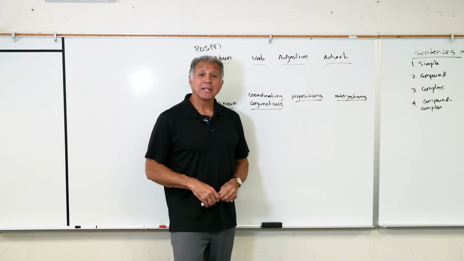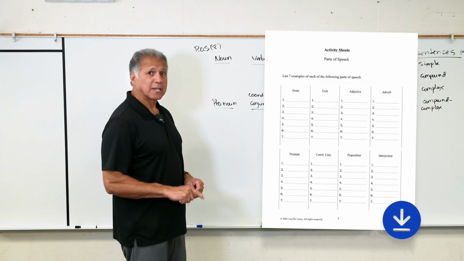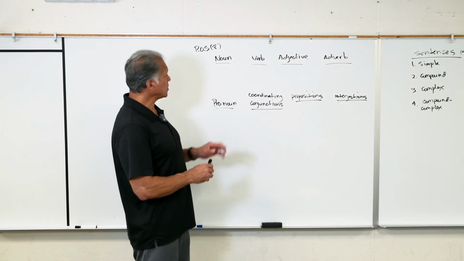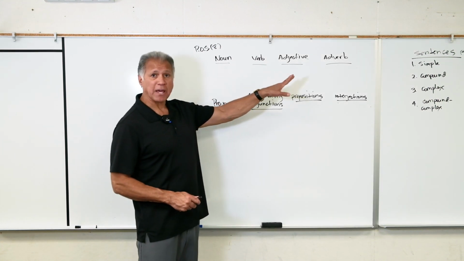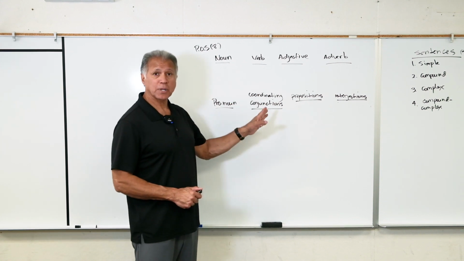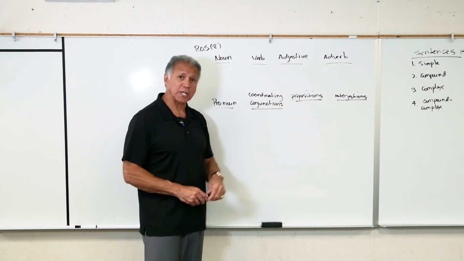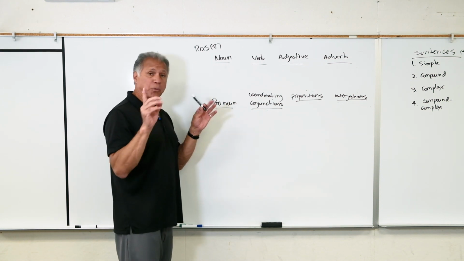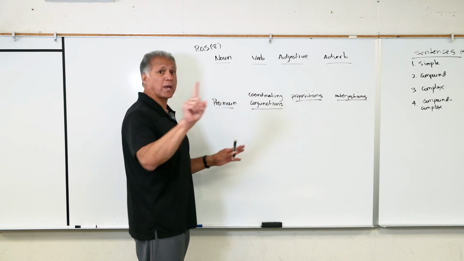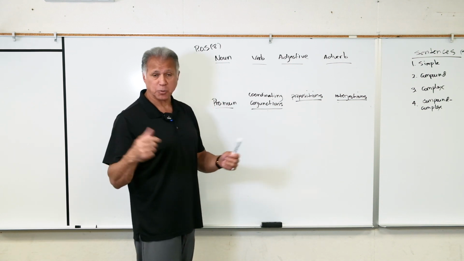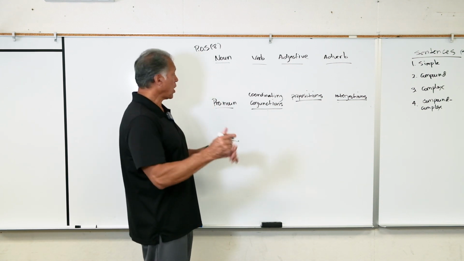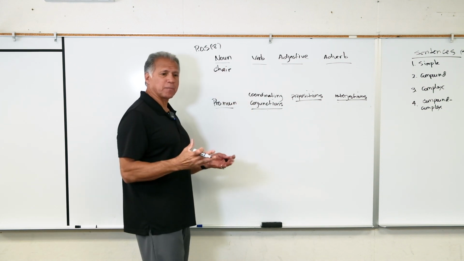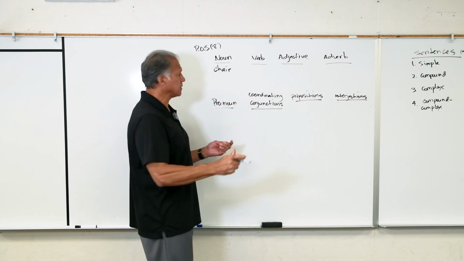Okay, welcome back. You downloaded your activity sheet, and let me show you how easy it is to fill it in. So you have these columns: noun, verb, adjective, adverb, pronouns, coordinated conjunctions, prepositions, and interjections. So when I ask you to write 5 nouns, there's no thinking involved. All you have to do is look around. So I'm looking around this classroom and I'm saying chair. Chair is a noun because I can see it, I can touch it.